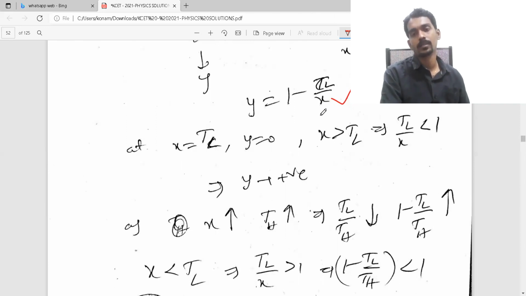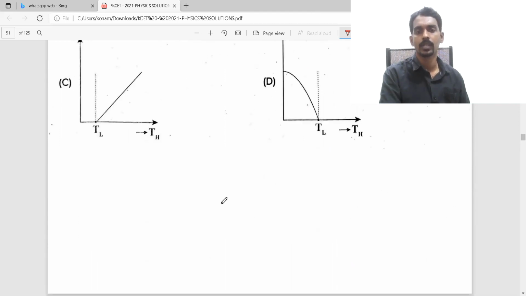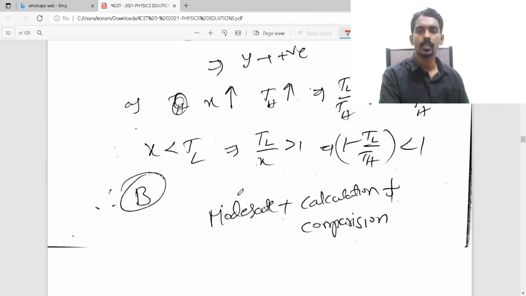Let's say that is X. When X is TL, TL by TL will get cancelled. So Y equal to 1 minus 1, 0. So that is the condition. So at TL, 0. So here 0, here 0, here 0, here 0. Everywhere, in all options it is correct.